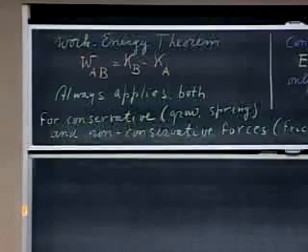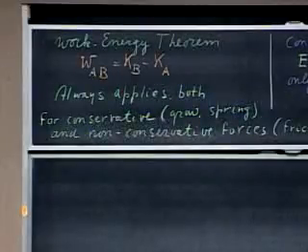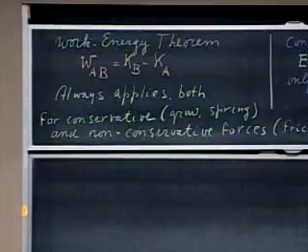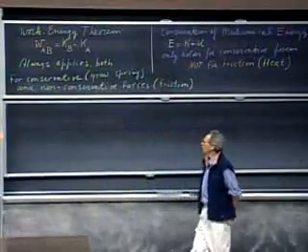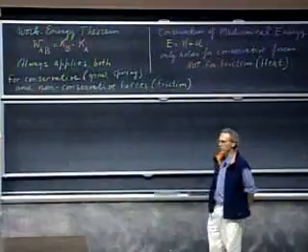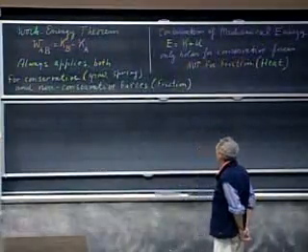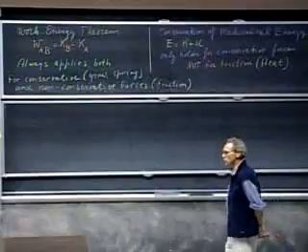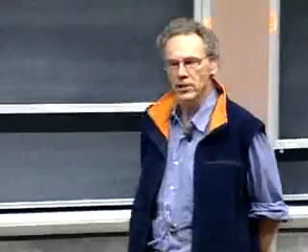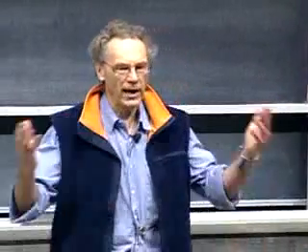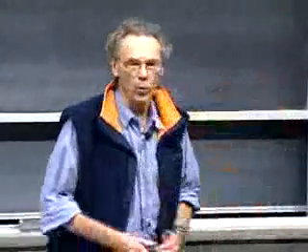I want to ask your attention for these two key concepts. The work energy theorem, which tells you that if an object moves from A to B, the work done on that object is the kinetic energy at point B minus the kinetic energy at point A. This always applies, both for conservative forces like gravitational and spring forces, but it also holds for non-conservative forces such as friction. Friction can remove kinetic energy. It turns kinetic energy into heat, and that is perfectly fine in the work energy theorem.